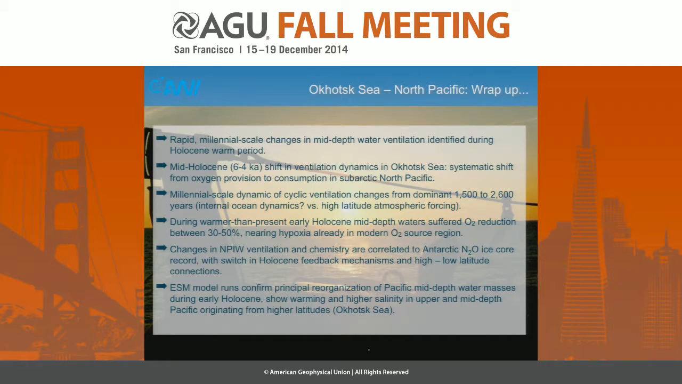So in the data you see reduced ventilation of intermediate waters in the North Pacific in the early Holocene, right? Right. And in the model there's a salinification that I didn't understand how that fits together. I would assume if the North Pacific gets more saline, that you have more ventilation of intermediate waters.